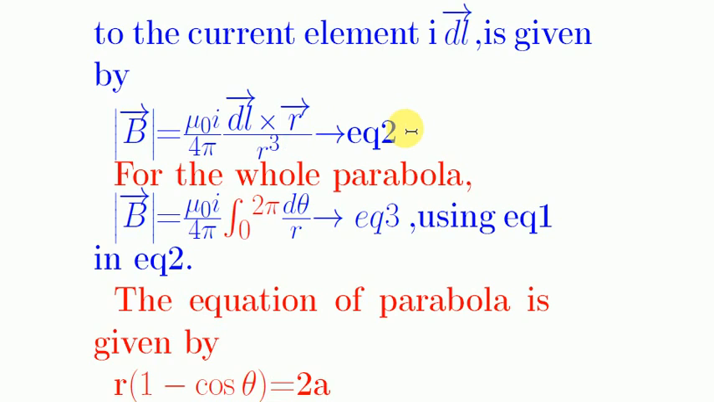This is equation 2. Now for the whole parabola, if we want to know the magnetic field due to the total parabola, then we can write mod of B equals mu 0 times I by 4 pi, integration from 0 to 2 pi of d theta by r.